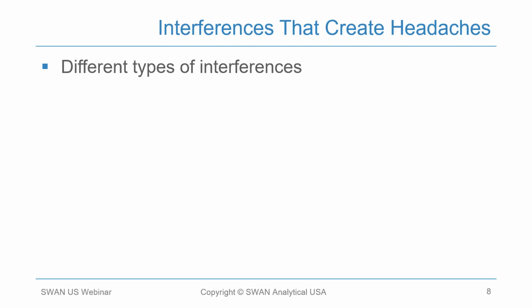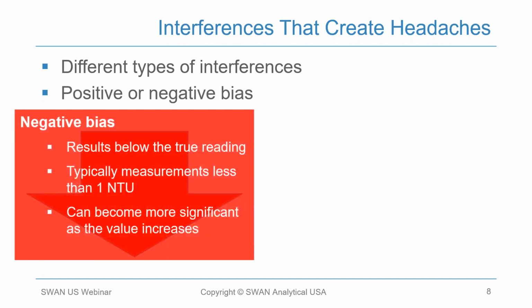How manufacturers address these issues can make a huge difference in the long-term cost of ownership and also the necessary upkeep, how much time we're having to spend as end users to make sure that instrument is giving us the readings we need it to give us. Now, when we're talking about interferences, we're talking about things that either cause a positive or a negative bias. A negative bias results in a measurement being below the true reading. It's typically associated with measurements greater than 1 NTU, and it can become more significant as the value increases.